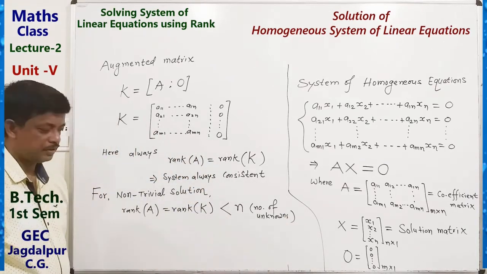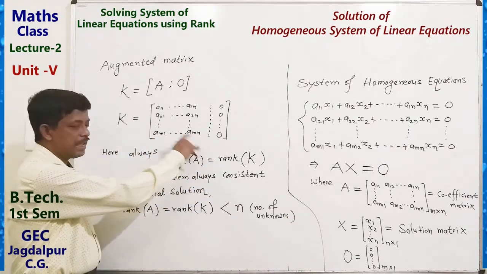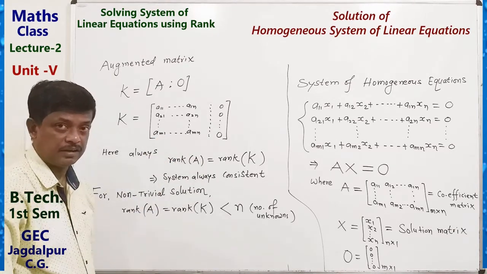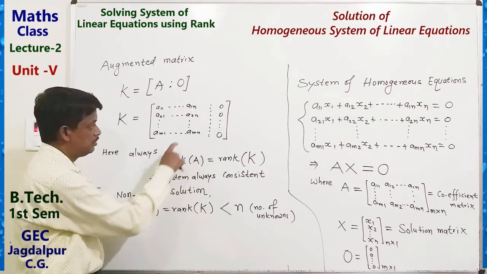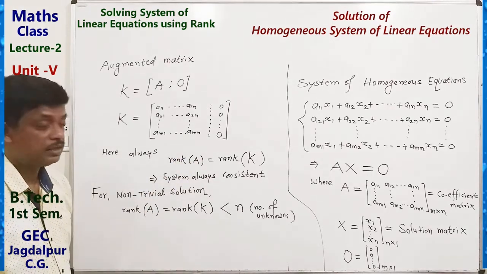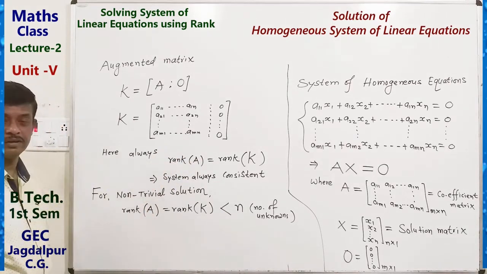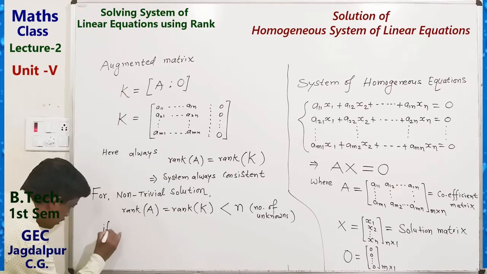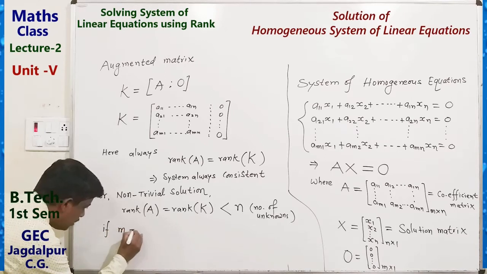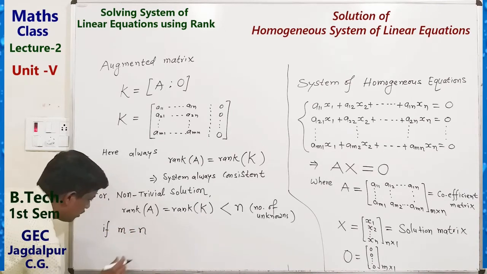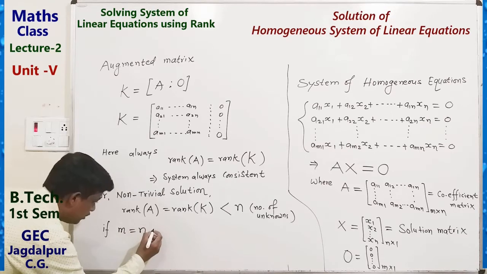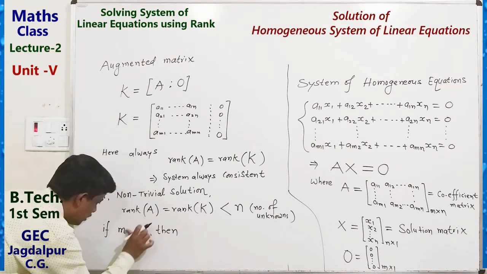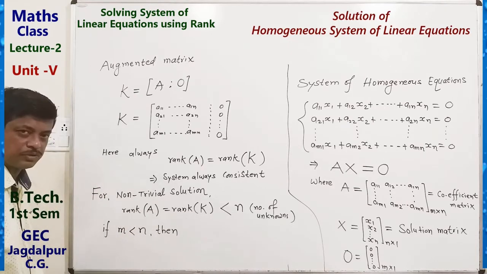Clear? Here the number of unknowns is n, and both ranks are equal and less than n. So that will depend on the value of m and n. Okay? If m equals n, then, if m is less than n, m is what?